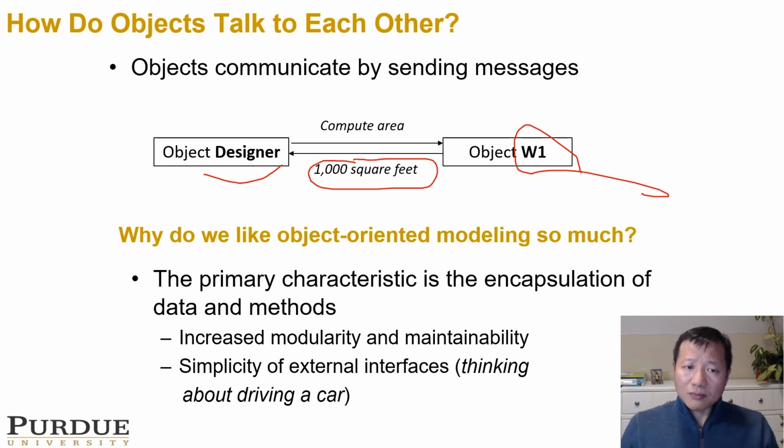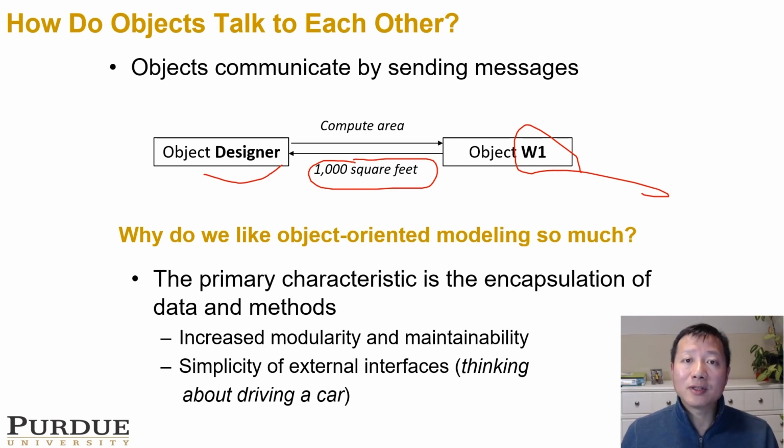The reason we like object-oriented modeling so much is because of its primary characteristic of the encapsulation of data and methods. Thinking about your objects, an object has a list of functions or behaviors and a list of data or properties, right? These properties and behaviors all belong to this object. As such, you can envision that an object encapsulates all the data and the methods. This encapsulation has two merits.